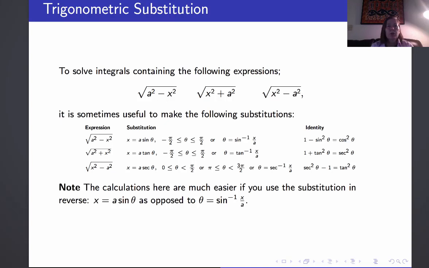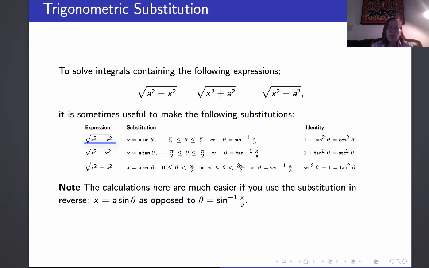In this section, we're going to look at a method of integration called trigonometric substitution. To solve integrals containing expressions such as the square root of a squared minus x squared, the square root of x squared plus a squared, and the square root of x squared minus a squared, we can sometimes make the following substitution and solve the integral.